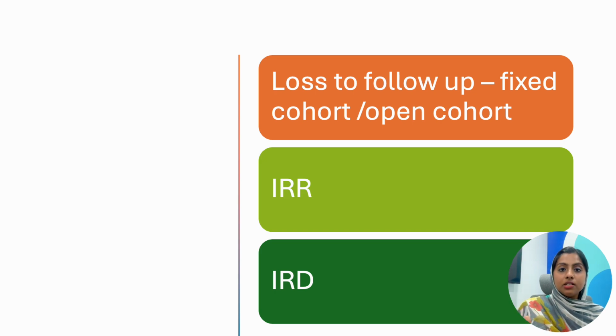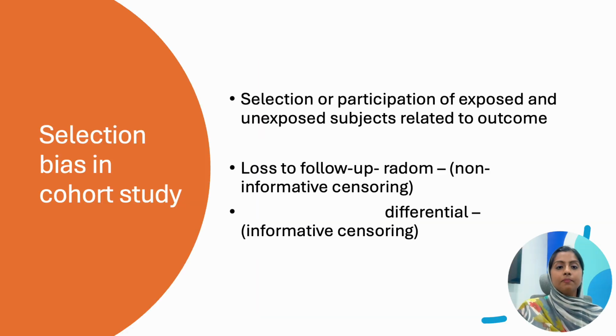Now, as I mentioned, there can be loss to follow up in a fixed cohort or an open cohort. In that case, you are determining incidence rate ratio or incidence rate difference. If you could sit down and jot them down and have a look, it will be very clear what the different measures of association are in different studies.